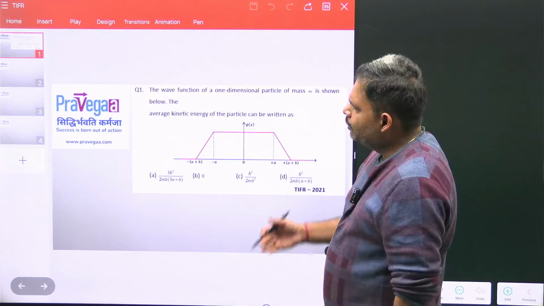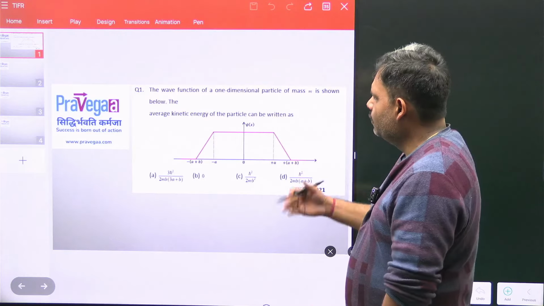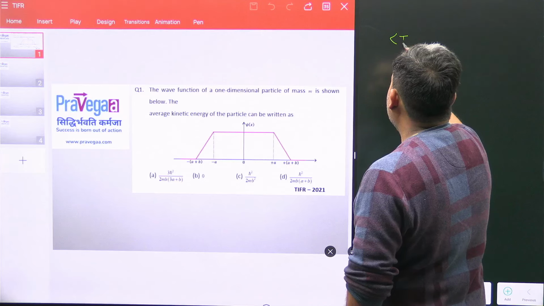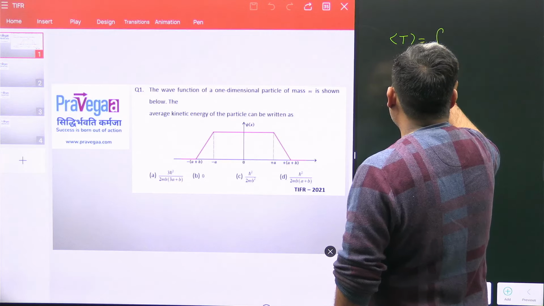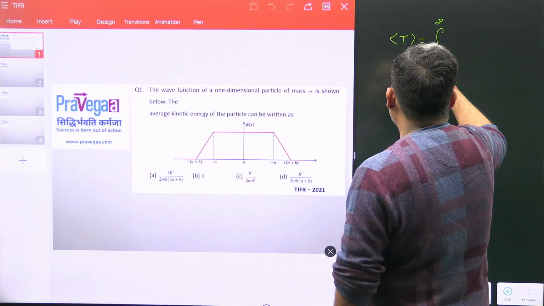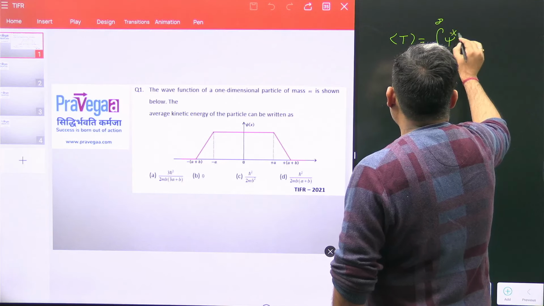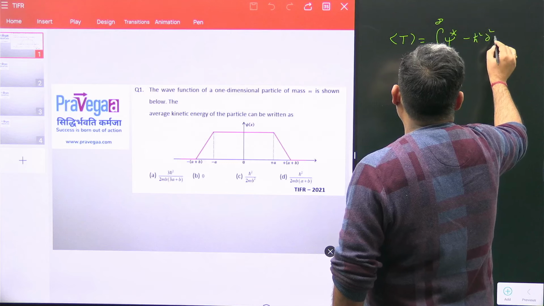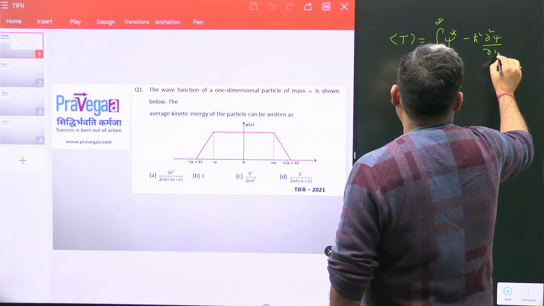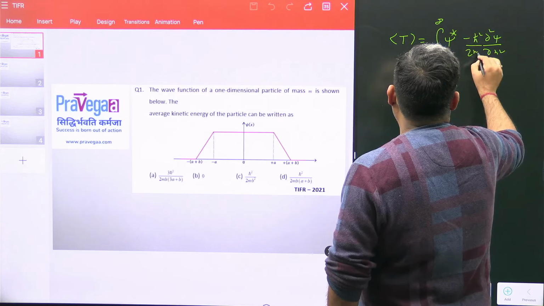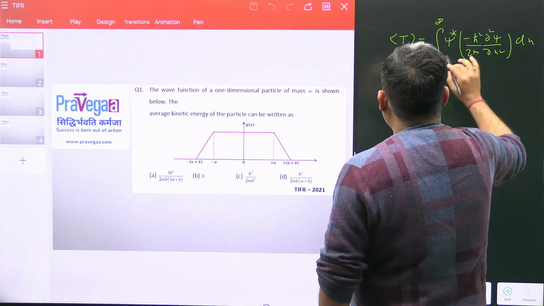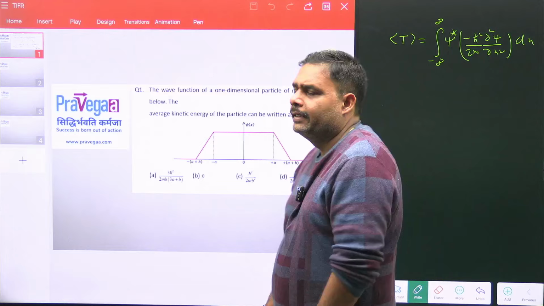Once you have this question in your mind, you will surely go for this particular formula. The average value of kinetic energy is the integration from minus infinity to plus infinity of psi star times minus h cut square del square psi upon del x square, divided by 2m, dx. So this is your formula for the average value of kinetic energy.